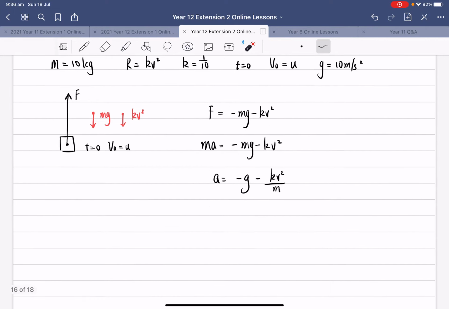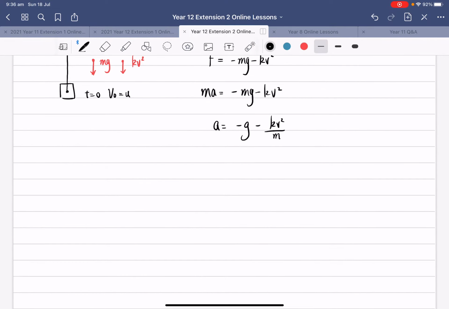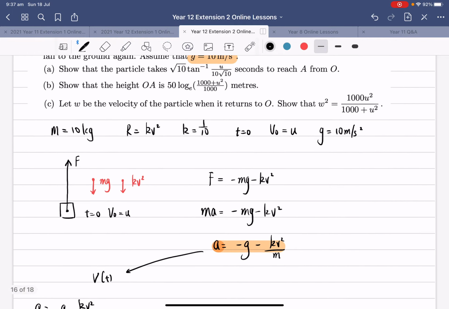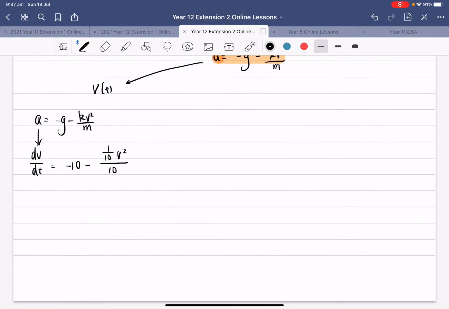So we want the v-t equation. In this case, we want to change this equation to the v-t equation, so we need to find a way to change it into the velocity and time function. We have the acceleration equal to minus g minus kV squared over m. Let's substitute everything we have and change that a into dv over dt. G is 10, so that becomes minus 10, minus k, which is 1 over 10, V squared over m. What does m equal? M is equal to 10 kilograms, so that's also 10 here.